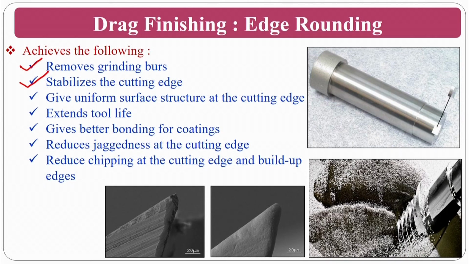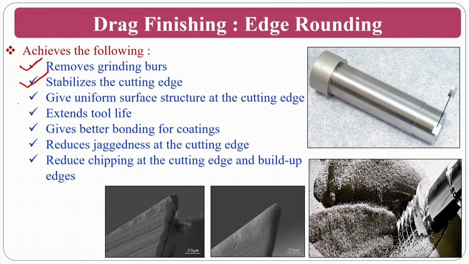That means catastrophic failure takes place immediately, and along with this edge, there is a chance that it may take out some of the material from the flank surface or the crater surface. It gives a uniform surface structure at the cutting edge and extends tool life, because if your nose radius or cutting edge radius is slightly higher, the area of contact with the workpiece will be very high. So you will have good life, but there may be a chance of vibrations, which is a drawback.